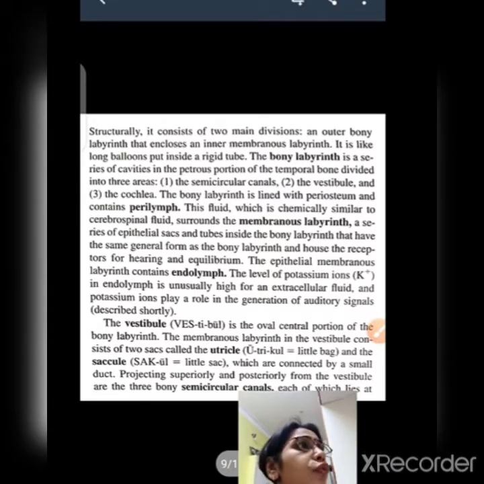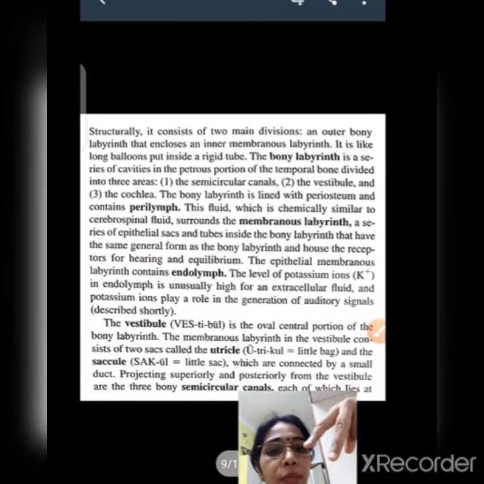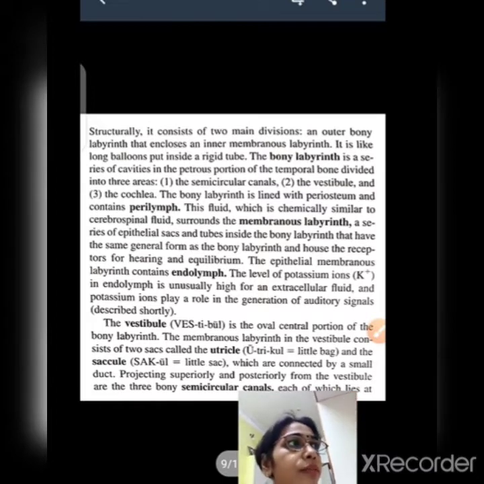Structurally, it consists of two main divisions: an outer bony labyrinth that encloses an inner membranous labyrinth. It is like long balloons put inside a rigid tube. There are two main divisions of the internal ear: the outer bony labyrinth, which consists of bone, and the inner membranous labyrinth. It is like long balloons put inside a rigid tube.